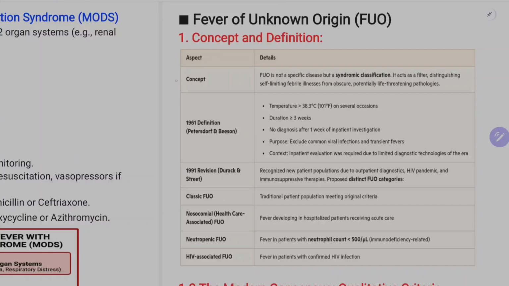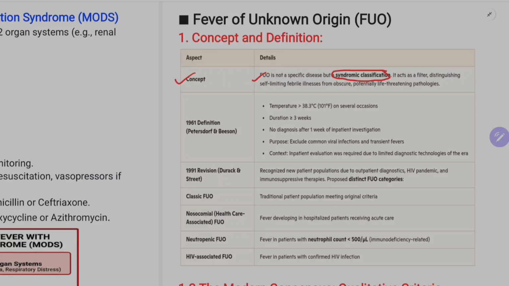Concept and definition. Concept: FUO is not a specific disease but a syndromic classification. Syndrome means group of diseases. It acts as a filter distinguishing self-limiting febrile illnesses from obscure, potentially life-threatening pathologies. So it is a syndromic classification. Over the years, the definition of FUO or PUO, pyrexia of unknown origin, has evolved.